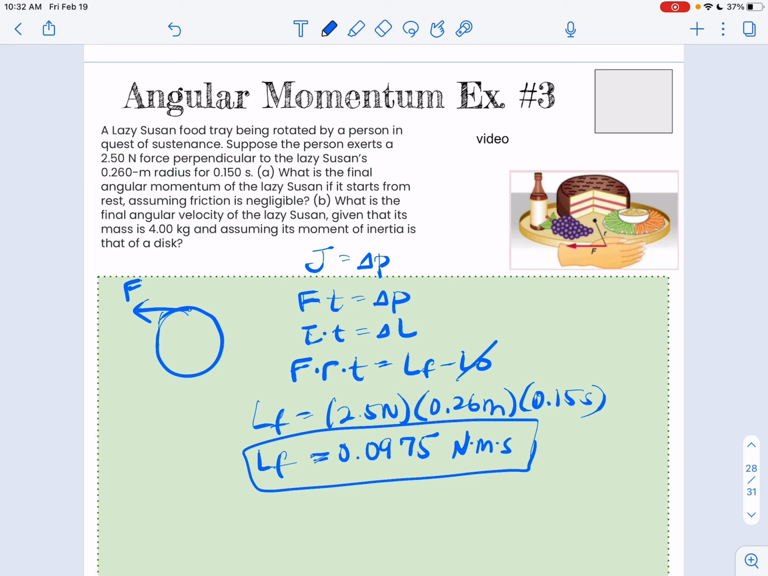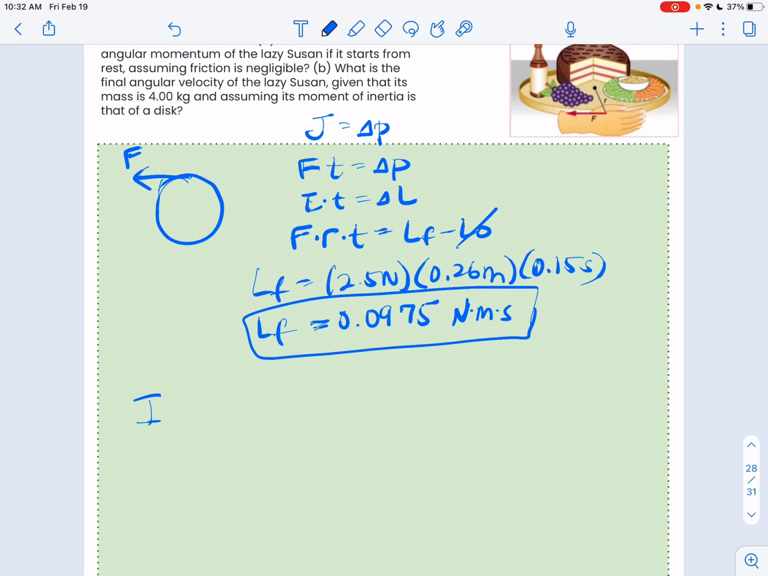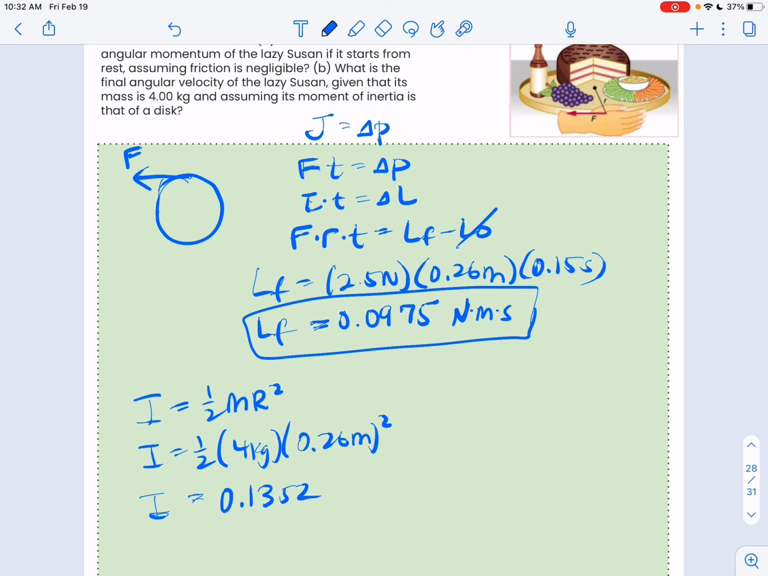Okay, and then what is the final angular velocity of the Lazy Susan, given that its mass is 4 kilograms and assuming that it is a disk? So remember, the disk moment of inertia is 1/2 mr squared, and the mass they're telling us is 4 kilograms. The radius was 0.26 meters. So 0.5 times 4 times 0.26 squared. So the moment of inertia is 0.1352 kilogram meter squared.